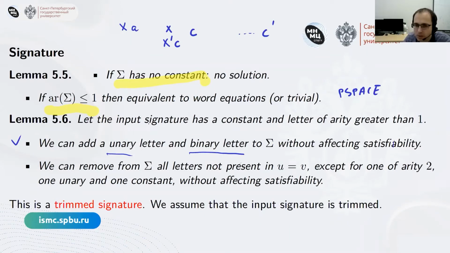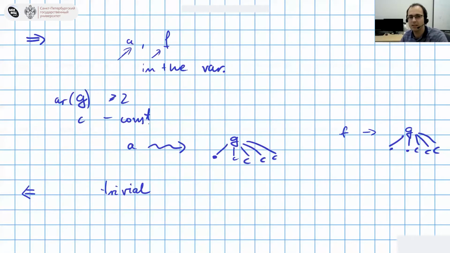If there are letters that would not occur in the equation, then we can remove them, assuming that we leave something behind. So we leave a symbol of arity 2, a unary symbol, and a constant. This unary symbol is not really needed, but it is just for the sake of the later argument. So we preserve those symbols of 3 different arities. Okay, and the argument is essentially the same as here. It just goes in the other direction.